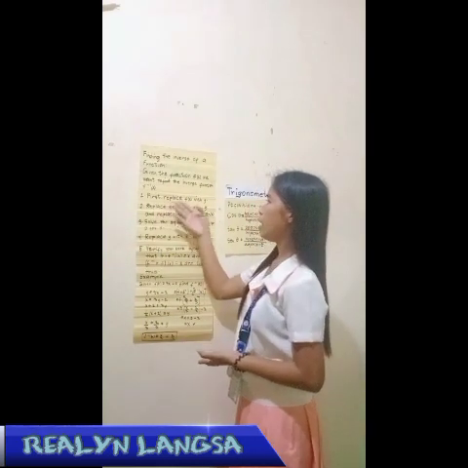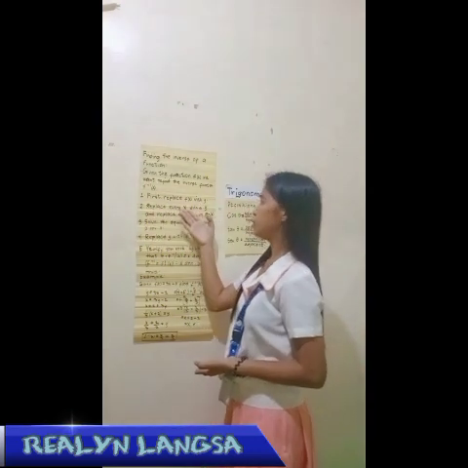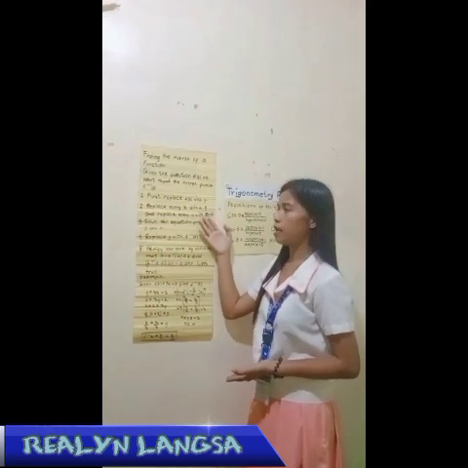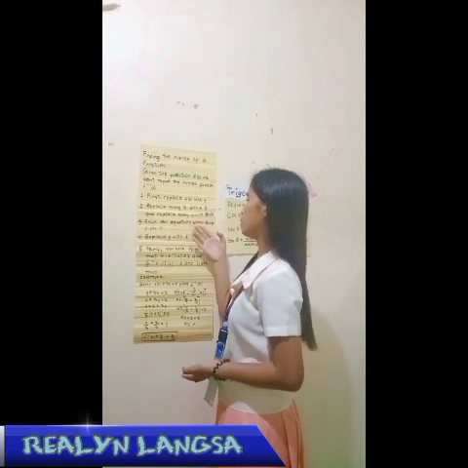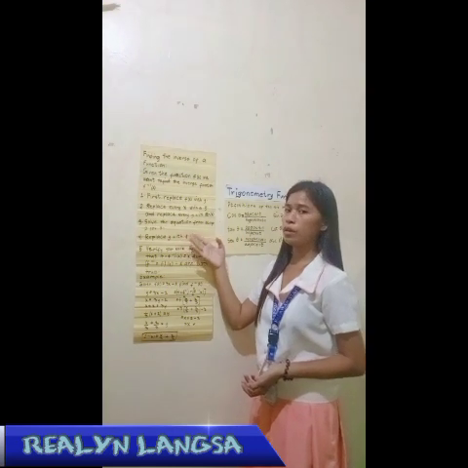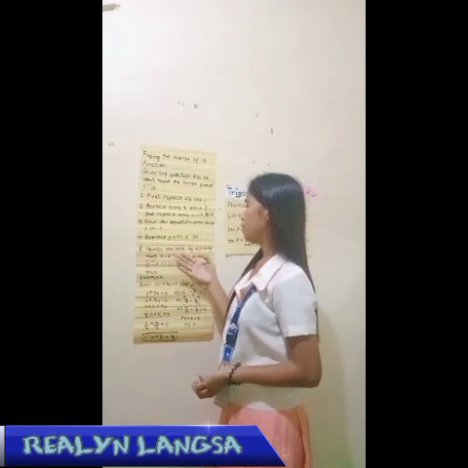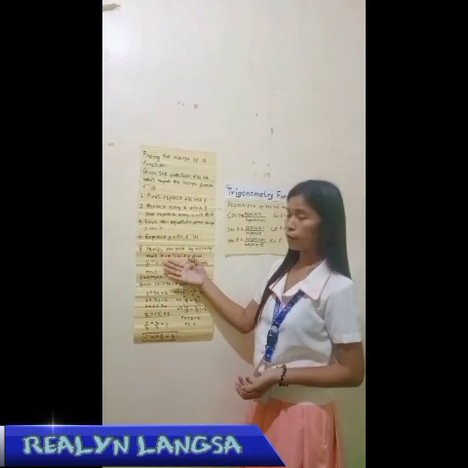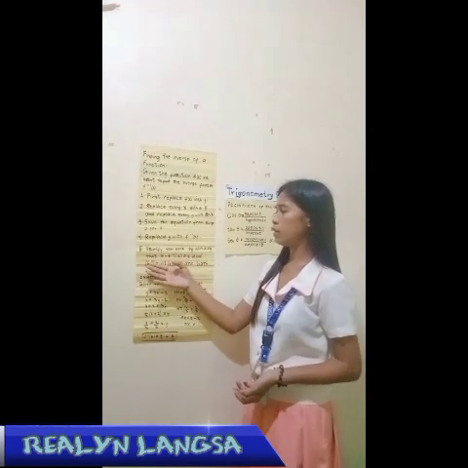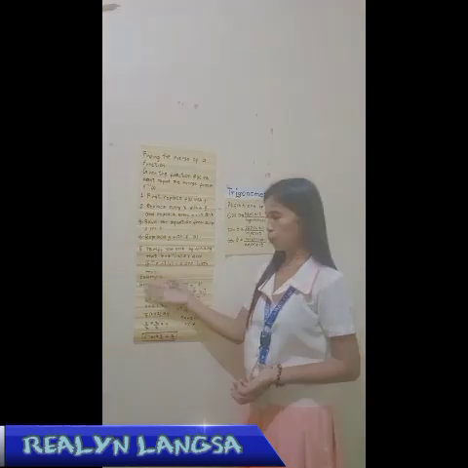First, replace every f of x with y. And second, replace every x with a y, and replace every y with an x. Then third, solve the equation from step 2 for y. And fourth, replace every y with f raised to negative 1 of x. And fifth, verify your answer by checking that f of f raised to negative 1 of x is equal to x, and f raised to negative 1 of f of x is equal to x are both true.